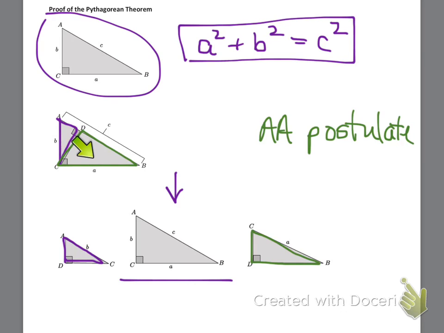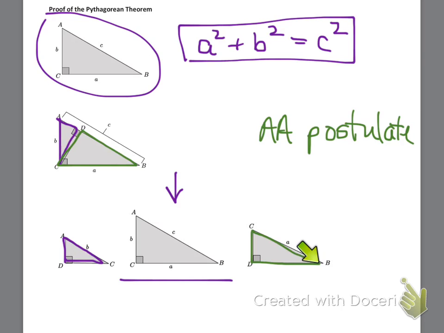Similarly, if I look at this triangle, which was translated down here, it also had to be flipped and rotated to be in this orientation. I have this angle B and a right angle.